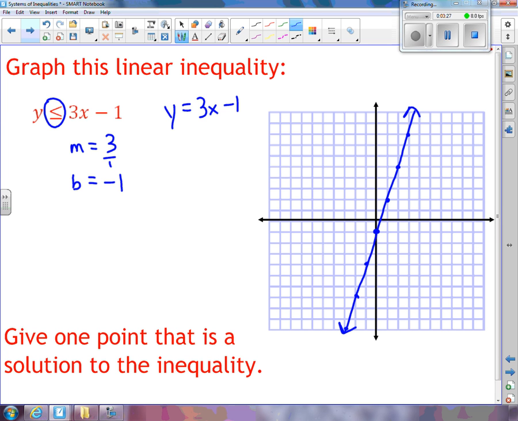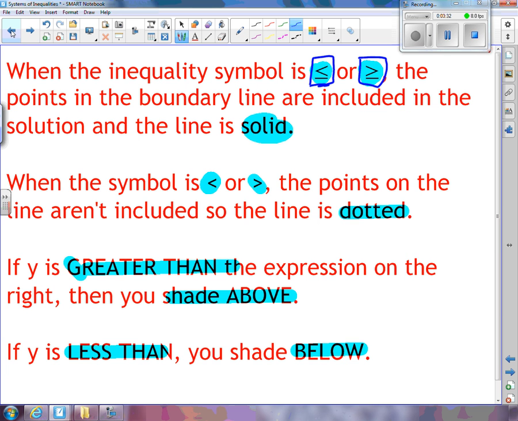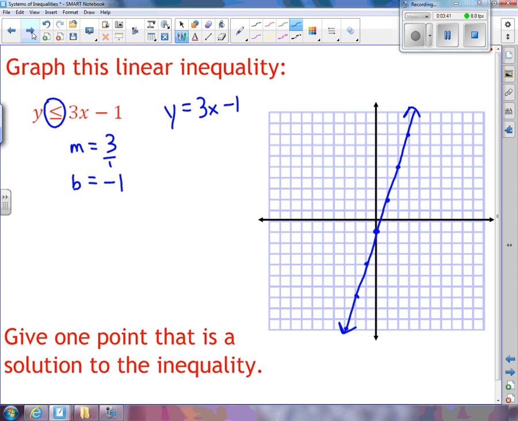The next thing that I have to determine is whether I want to shade above or below the line. If you look on the previous slide, it says that if y is greater than, we shade above. If y is less than, we shade below. So here, my y is less than, so that means I'm going to shade below the line. Some kids have trouble determining whether this is above or below. How you make that decision is you just go anywhere on the line, and if you go up, that's above. If you go down, that's below. So here, this part is below the line, which means I shade this whole area.